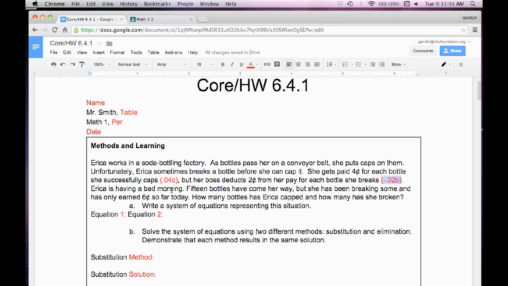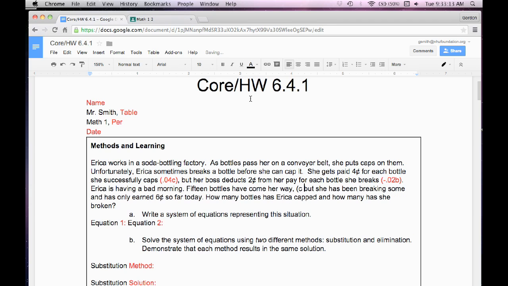Unfortunately, Erica's having a bad morning. 15 bottles have come her way. So what we could say for sure is that the number that she caps plus the number that she breaks together has to equal 15. After all, she either breaks them or she caps them. So the ones that she caps plus the ones that she breaks together, they have to equal 15, because that's how many she's seen altogether.